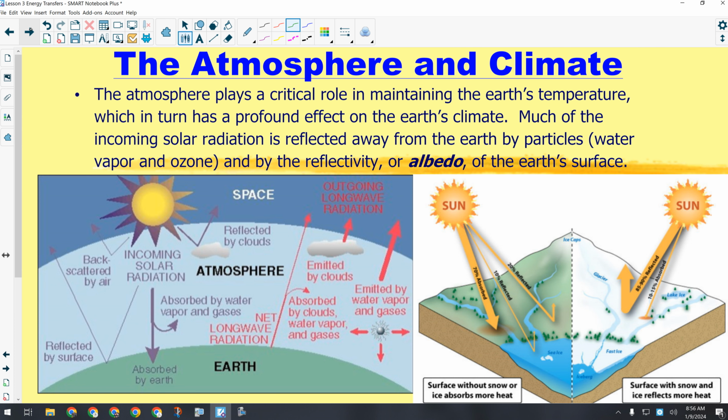This here would be part of what we would term the greenhouse effect. Long wave radiation is things like infrared radiation, which is heat.